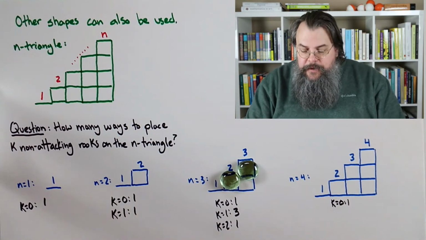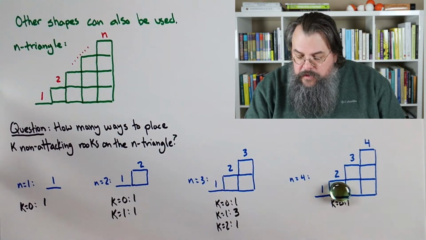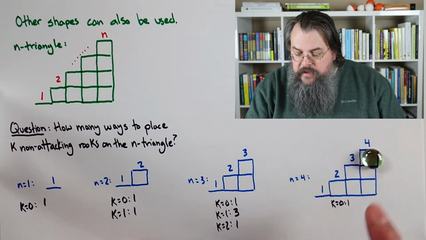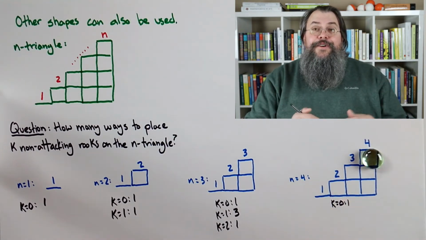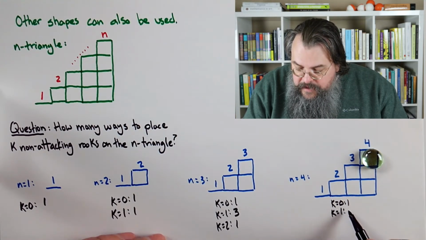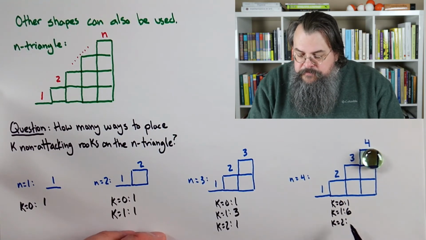All right, k equals 1. Well, let's see. We can do it in 1, 2, 3, 4, 5, 6. It's a number of cells. Okay, so k equals 1 is 6. How about k equals 2?